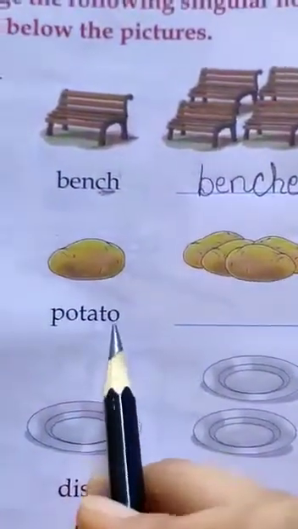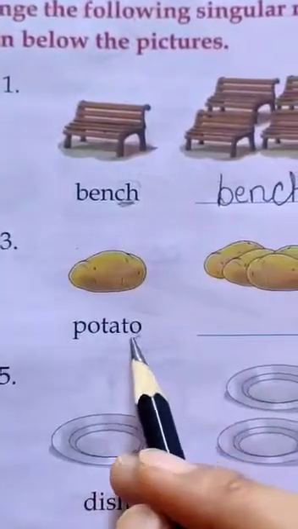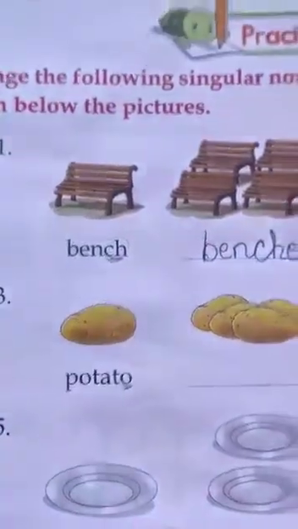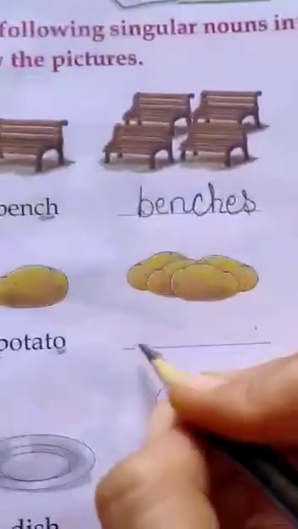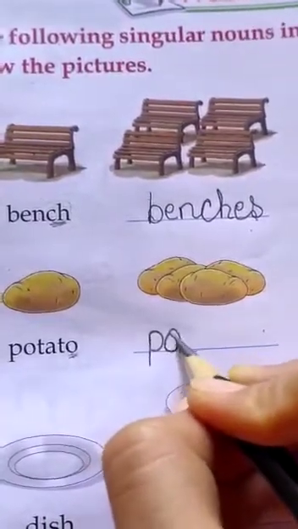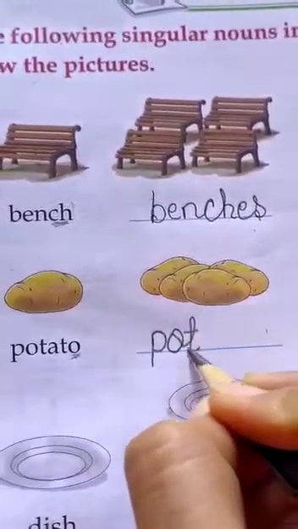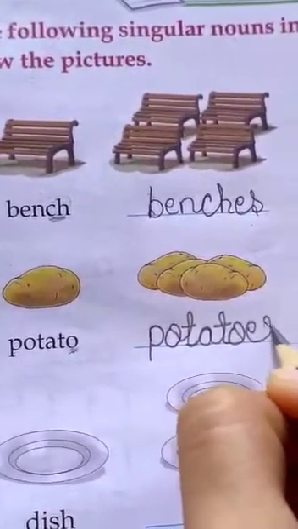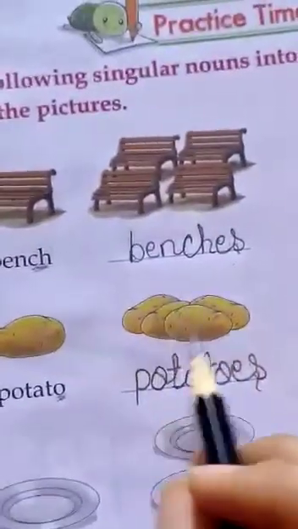Now this is a potato. So it is o at the last. So what will we add? S or es? Yes, we will add es. Potatoes. You can see there are so many potatoes, so we will add es.